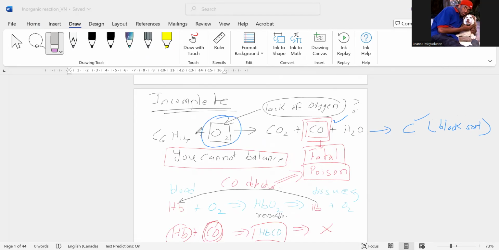We will not try to balance it because we don't know how much oxygen is supplied, so we will always have different products and different amounts of products. As I told you, carbon dioxide will be there, carbon monoxide will be there, water will be there, and black soot will be there.